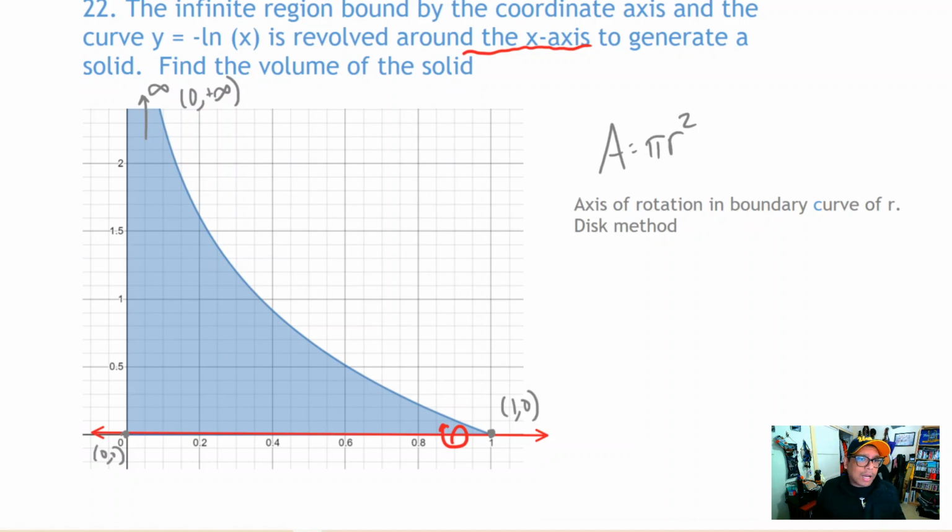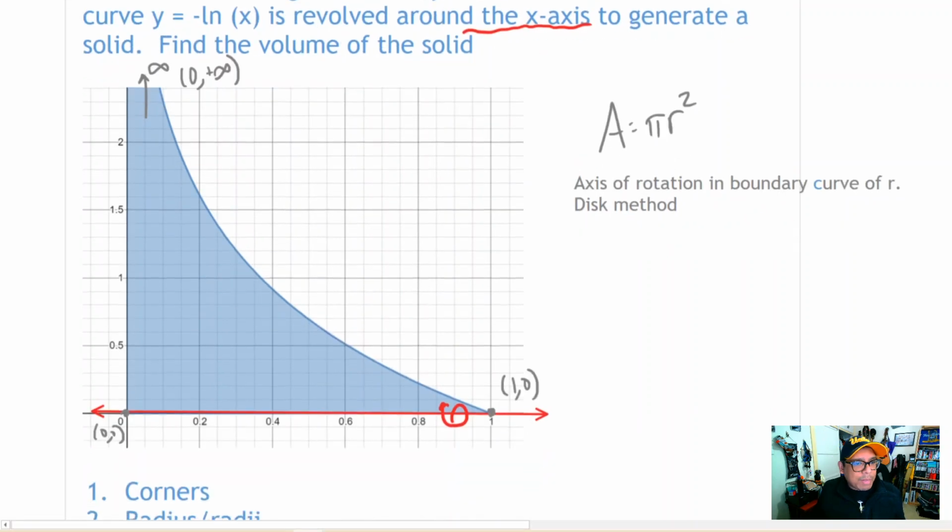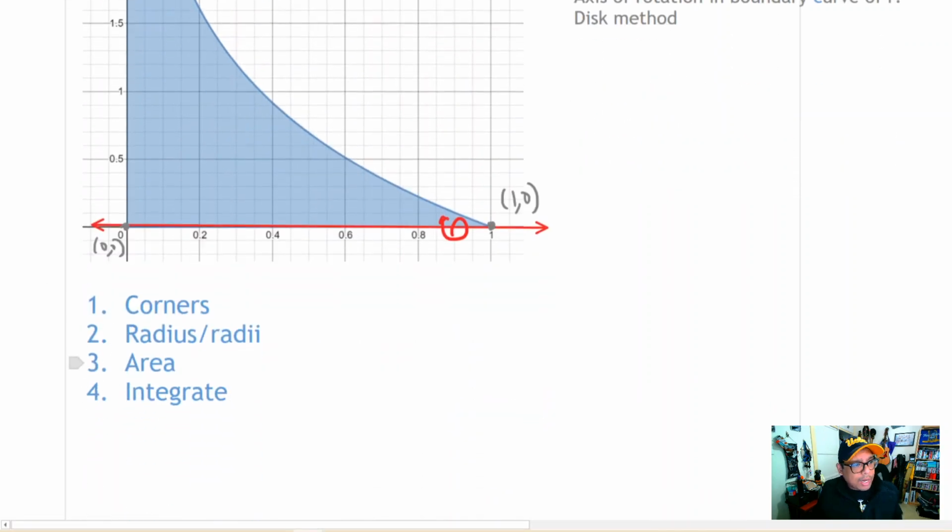So I think we've got a lot to go on here to start our game plan. Same game plan: corners, radii, or radius or radii. Actually, since this is a disk method, it's just one radius. Then what is the area formula? And then we integrate.